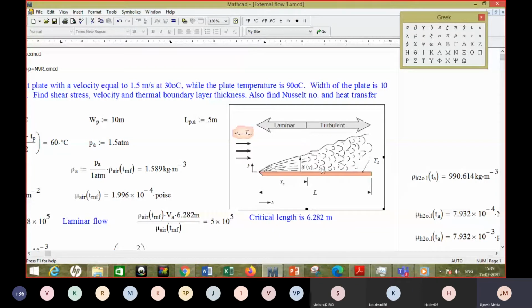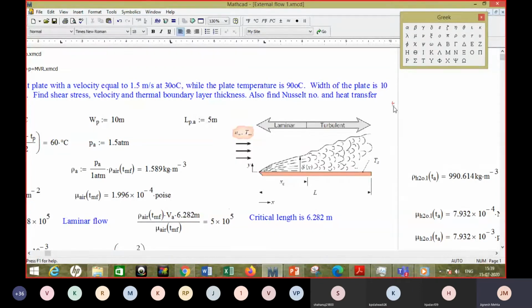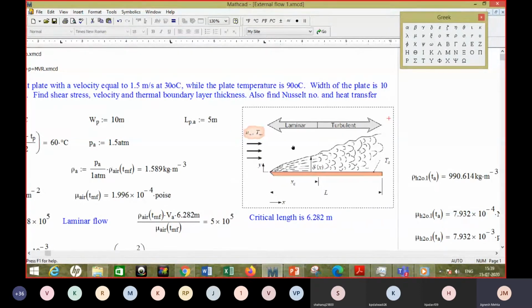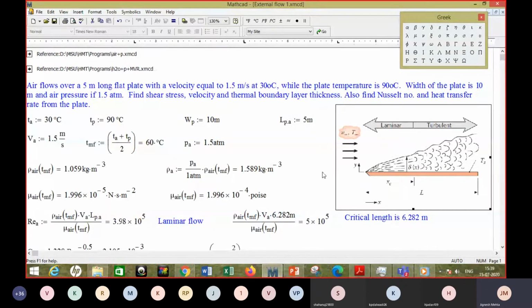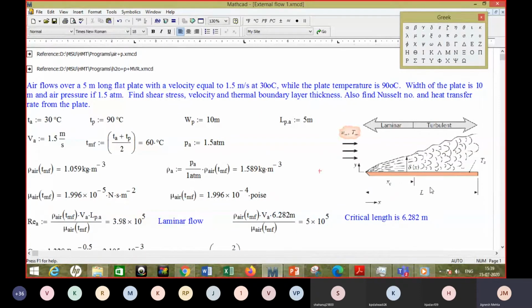What is happening now is that, as shown, the initial flow is laminar, but then it becomes turbulent. That is what is shown here, but it need not always be the case. If the length of the plate is short enough, it may not convert into turbulent flow. Initially, the air which is entering is at a temperature of 30 degrees Celsius. So here it is 30 degrees Celsius, this T infinity, and the velocity u infinity is 1.5 meters per second, and it approaches the plate.